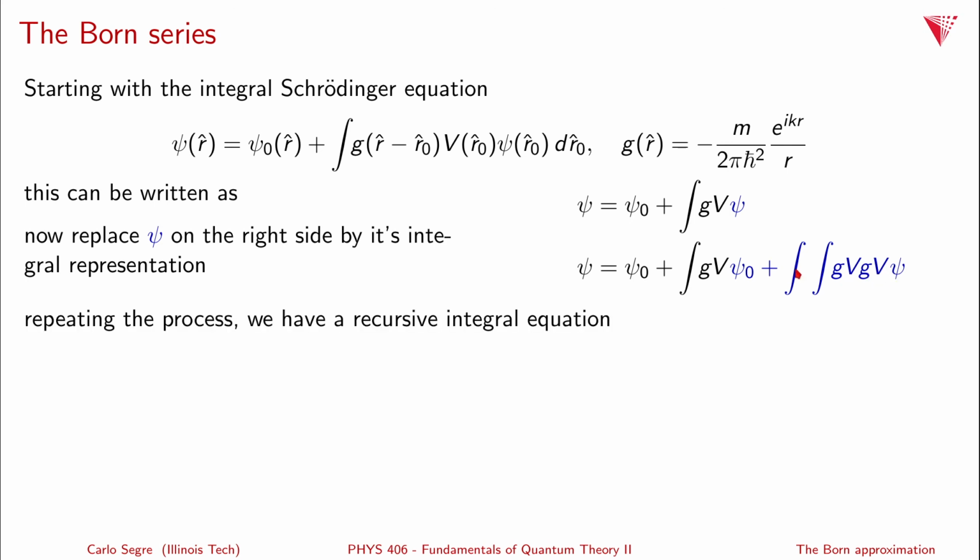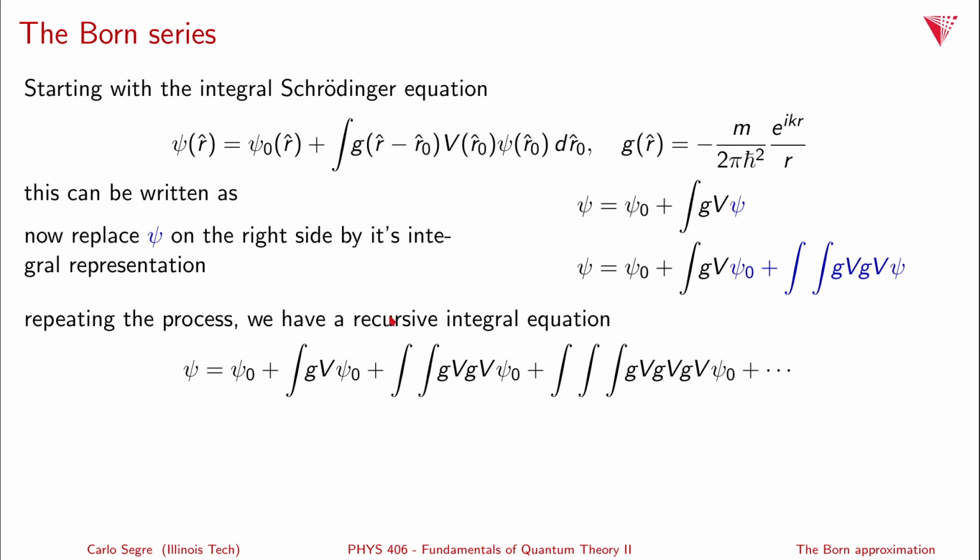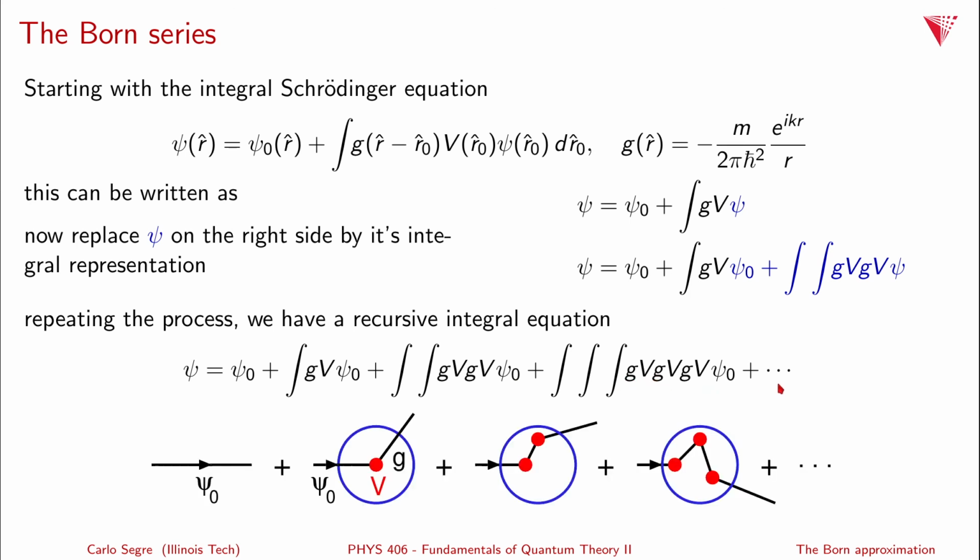And then you can keep going. You can have a recursive integral equation that looks sort of like this. You have psi is equal to psi 0 plus G V psi 0, that's sort of one impulse, plus a second approximation where you apply an impulse twice, again to psi 0, and then you'd have the third term where you have the impulse 3 times, and so on. And so schematically, what does this look like? It looks like psi 0, that's the first term, so that's an unchanged wave function.